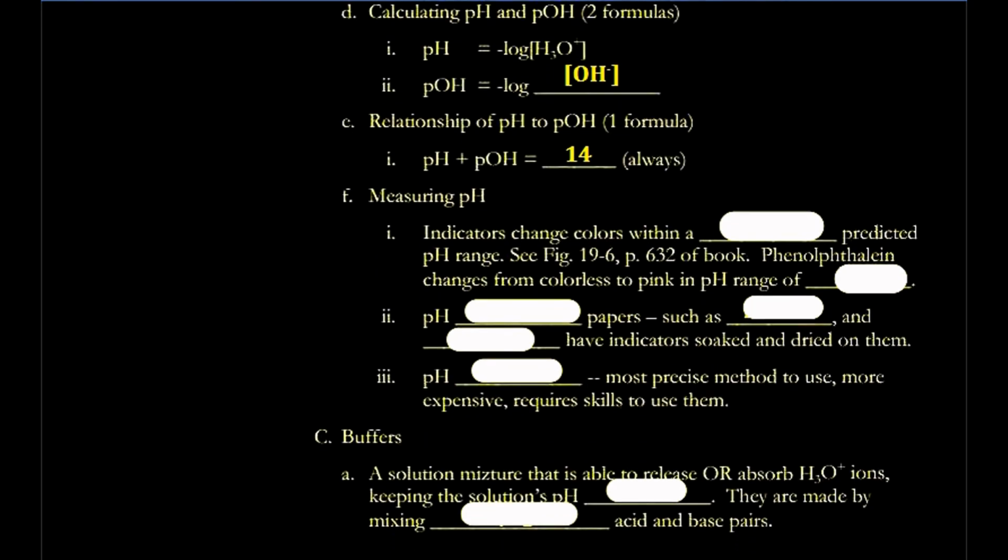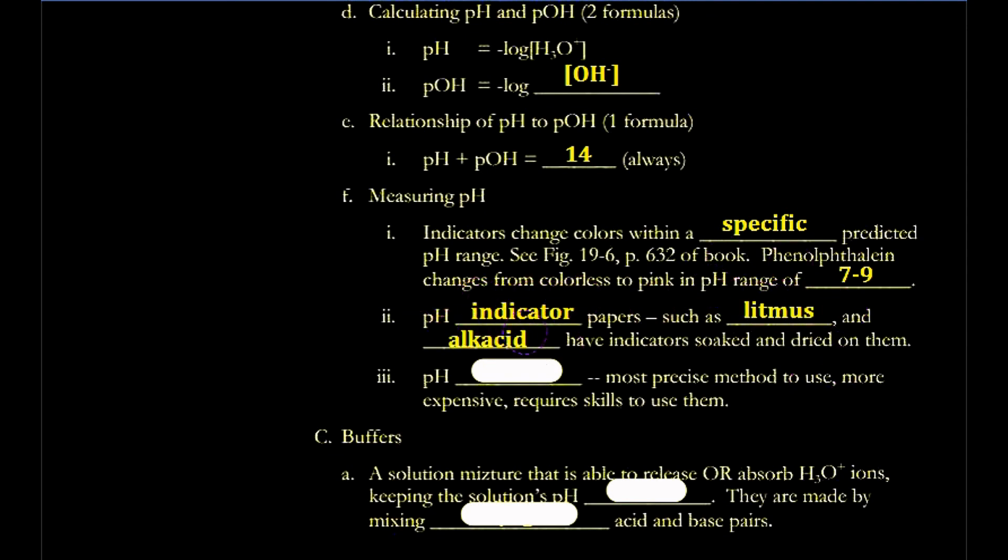Now, the way we measure it is we use indicators that change colors within a specific predicted pH range. Phenolphthalein, for example, changes from colorless to pink in a pH range of 8 to 10. Now, pH indicator papers, such as litmus and Alkacid, have indicators soaked and dried on them, and they change color at particular pHs. And pH probes are really the most precise method to use, but they're more expensive and they require some skill to use.